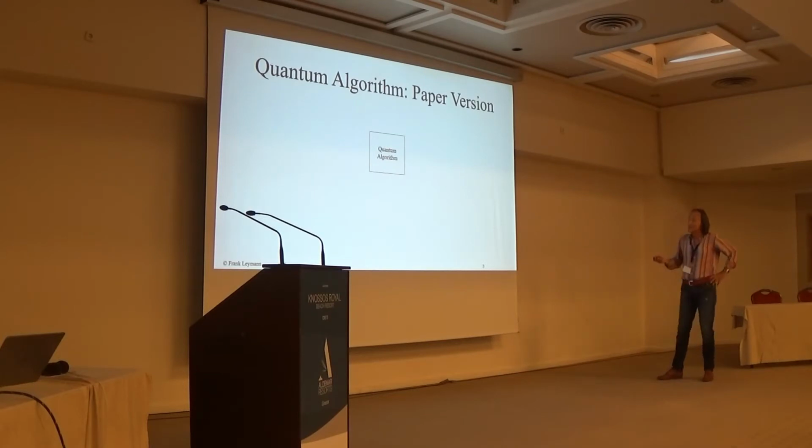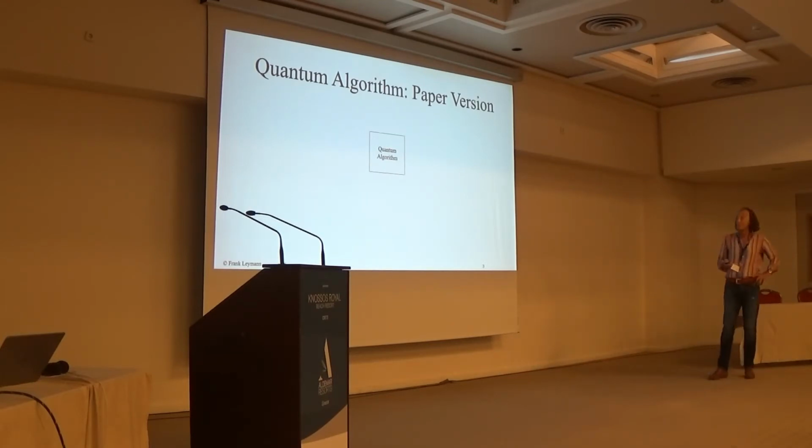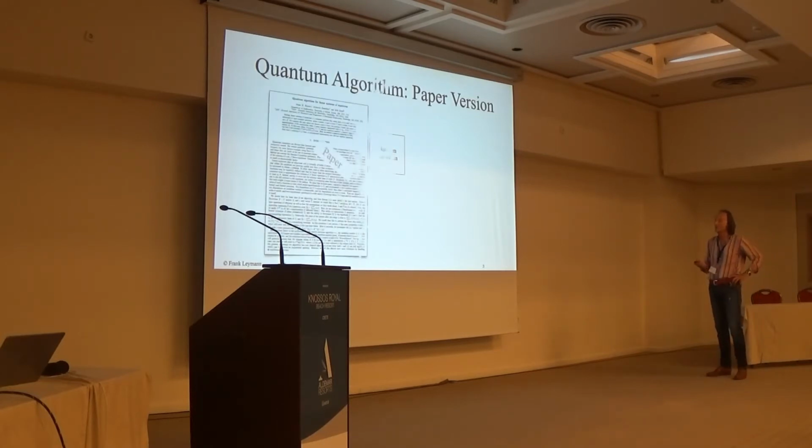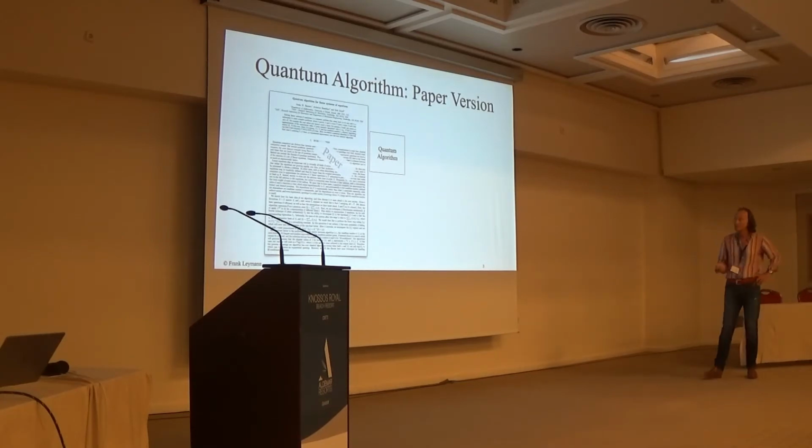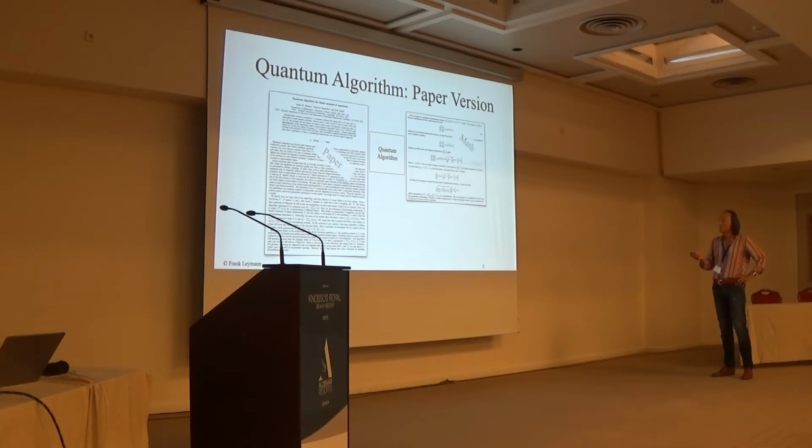So, first of all, quantum algorithm: what is the paper version of a quantum algorithm? What you see first is a very famous paper, the HHL algorithm. It's an algorithm that has an exponential speed up in solving linear equations. Very famous, very powerful, right? And at the heart of the paper, you have a lot of mathematics. This is, so to speak, the heart of the algorithm.